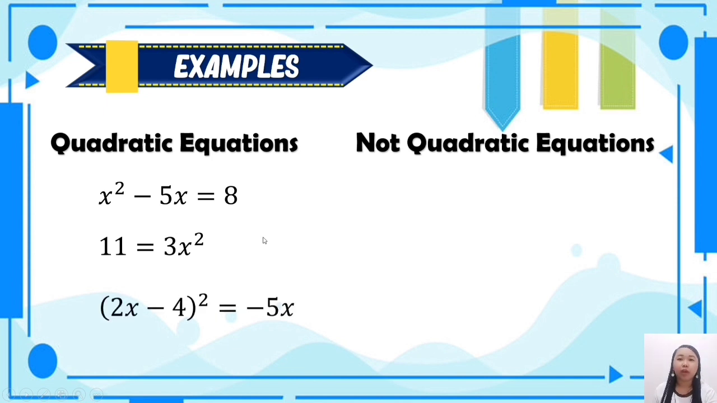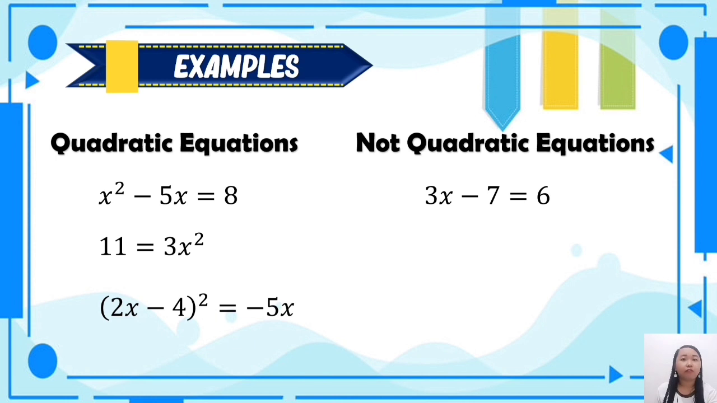Last, the quantity 2x minus 4 squared equals negative 5x. By applying the concept of square of binomial, we could get a degree of 2. And these are the examples of not quadratic equations.